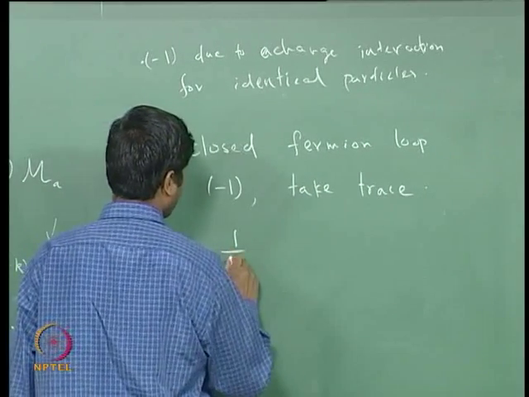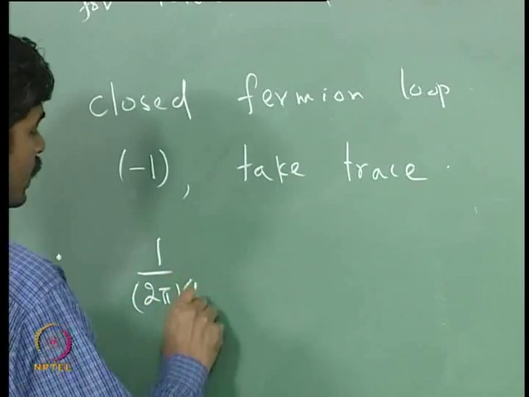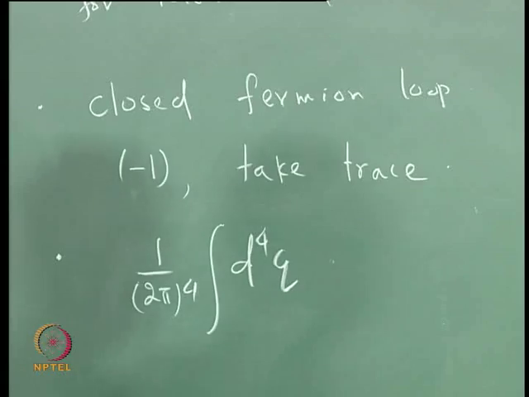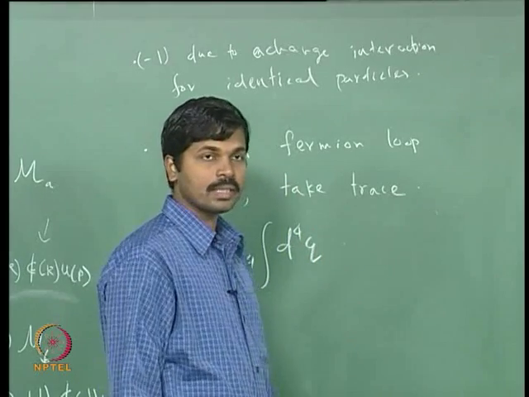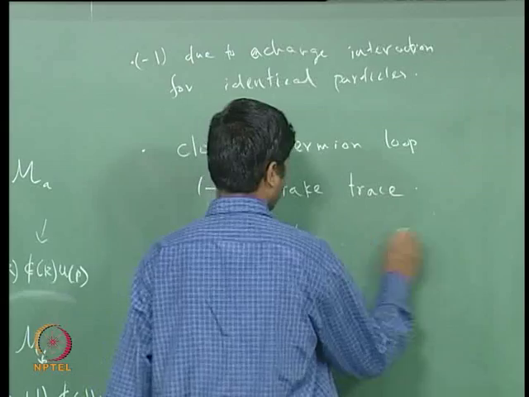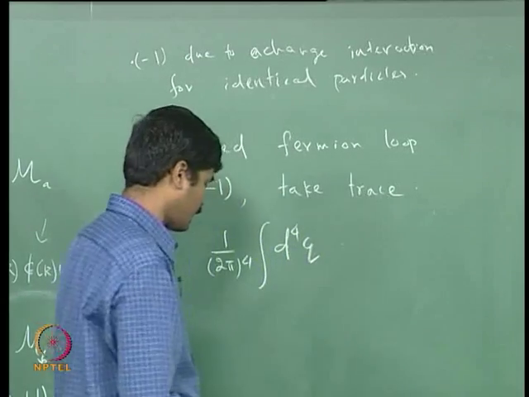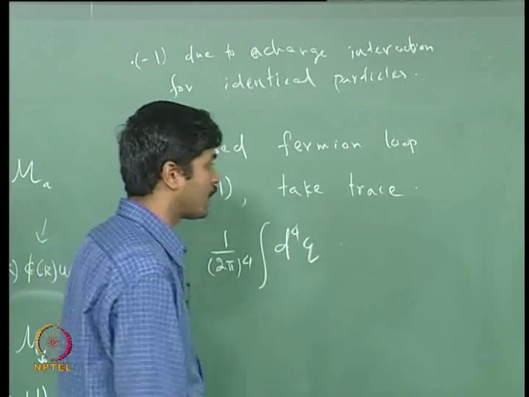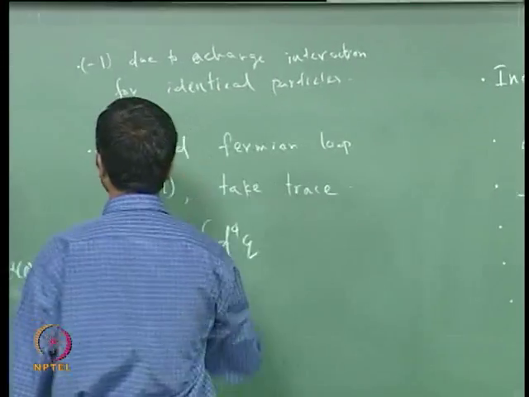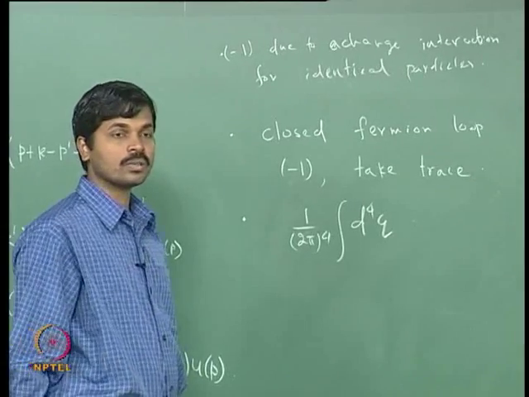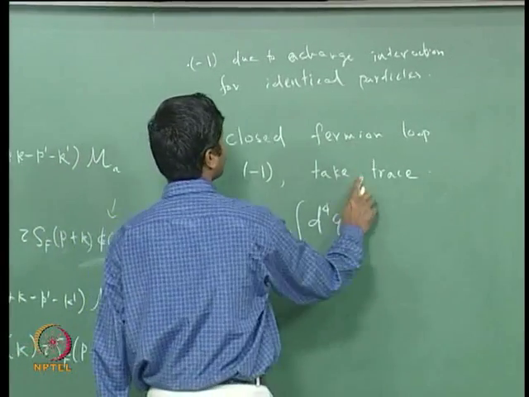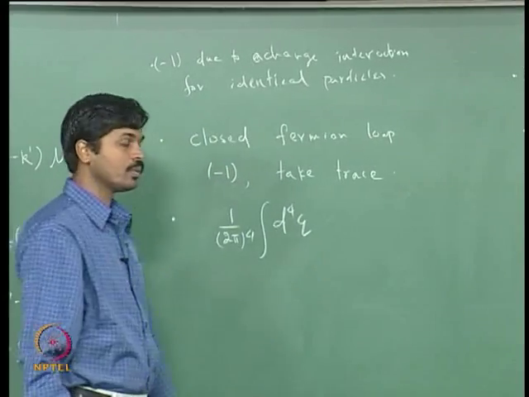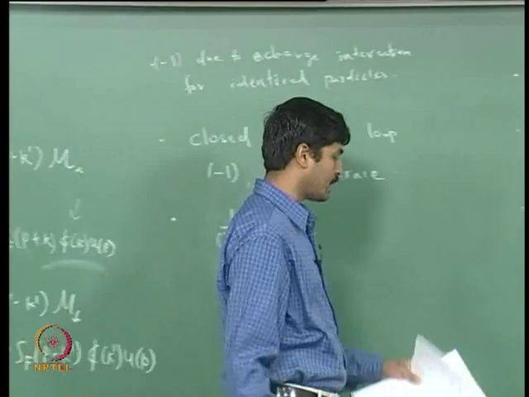So, you need to write 1/(2 pi)^4 integration over d^4q whenever the 4-momentum for the internal fermion line is not fixed by the interaction vertices. So if you follow this set of rules, you will get Feynman amplitudes for any physical process that you consider. So let us now look at why we need to have a -1 factor for a closed fermion loop, and then why we need to take a trace.